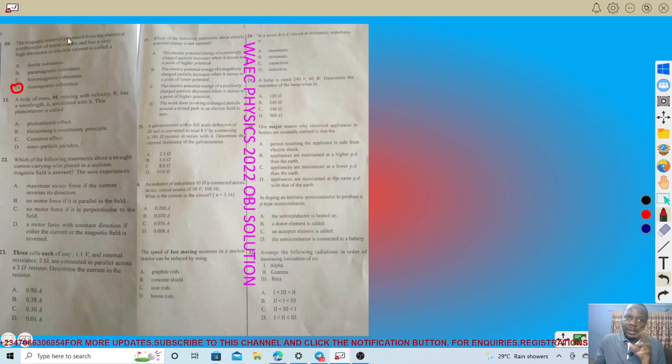It is a diamagnetic substance because they are made from what? Metal oxide, and it has a very high resistance to conduct electricity. So that is the answer to that. There is nothing to talk about more than what I have said.